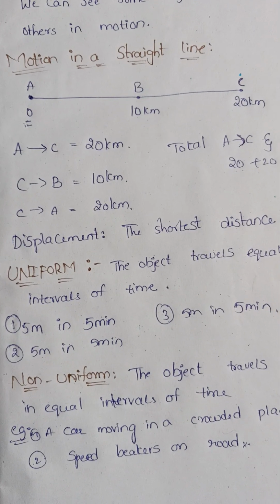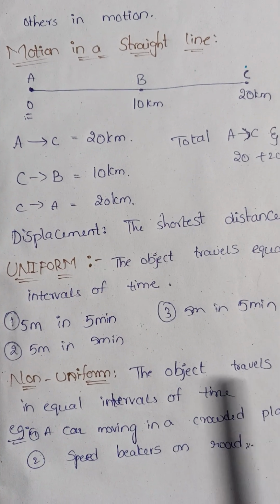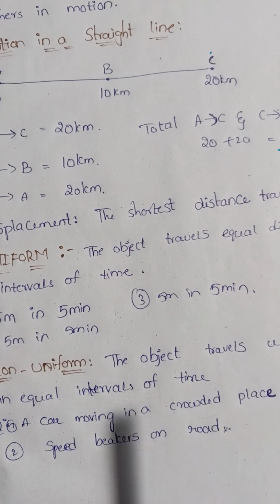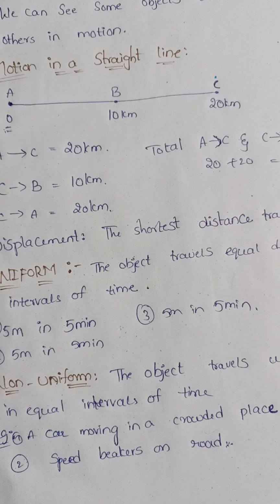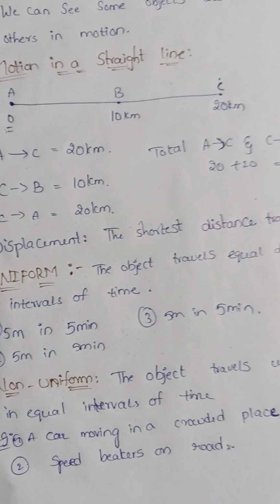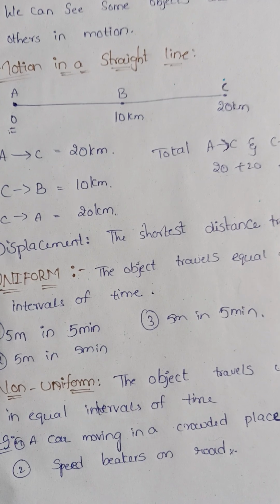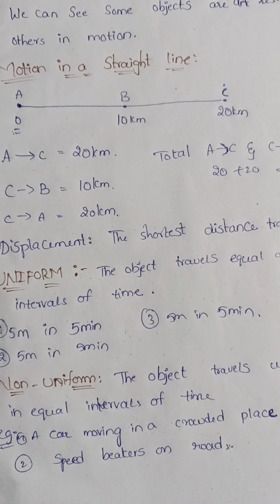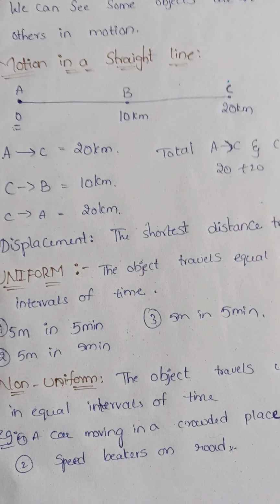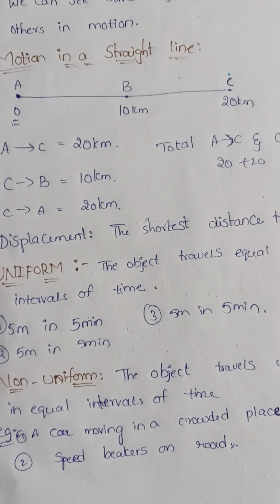And let us know about non-uniform motion. The object travels unequal distance in equal intervals of time. Suppose a car is moving in a crowded place, the car has to go at less speed, right? While you are traveling on a highway, you can maintain high speed, right? At the same time, while you are traveling in a crowded street, you have to decrease your speed, right?